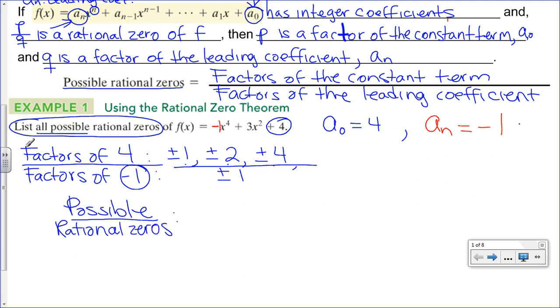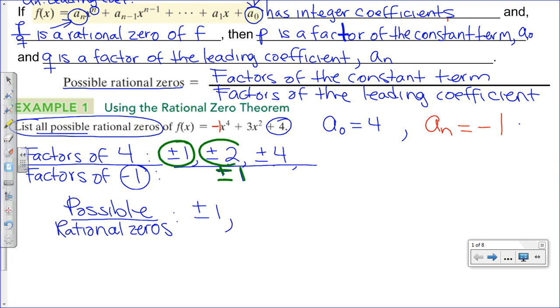So those will be all of these numbers. So let's say positive and negative 1 divided by positive and negative 1. So that will be positive and negative 1. The next one will be positive and negative 2 divided by positive and negative 1. So that will be positive and negative 2. And also we will have positive and negative 4 divided by positive and negative 1.